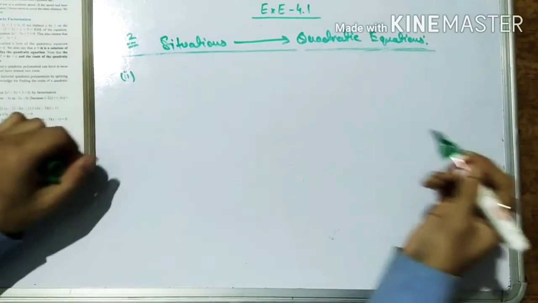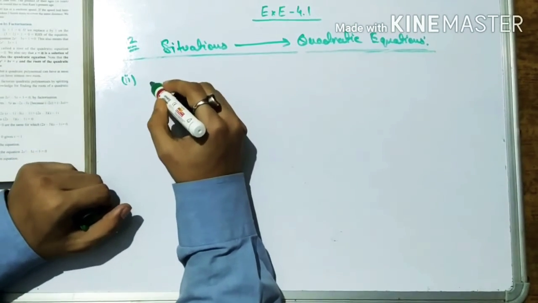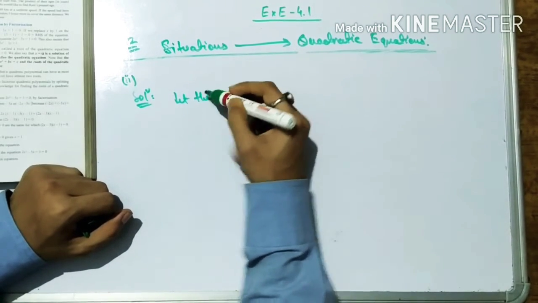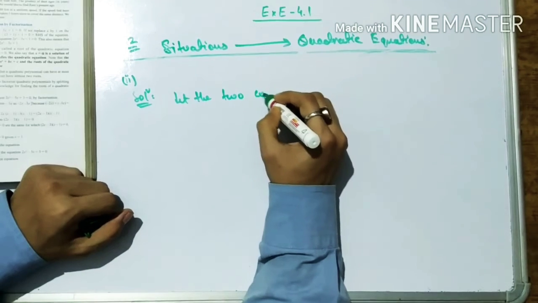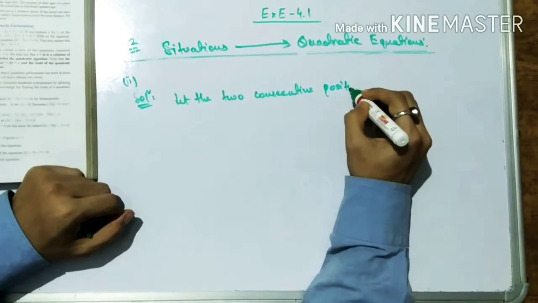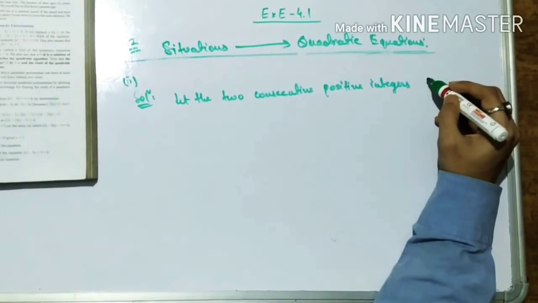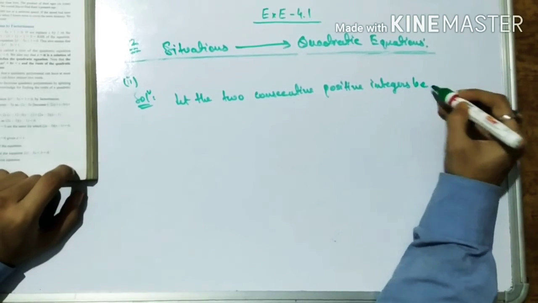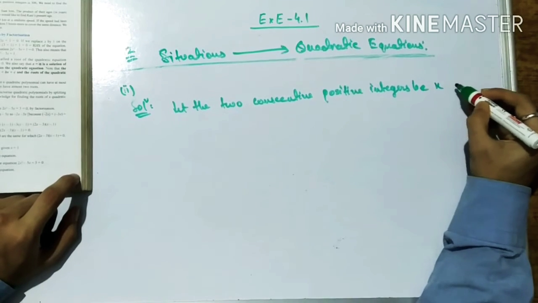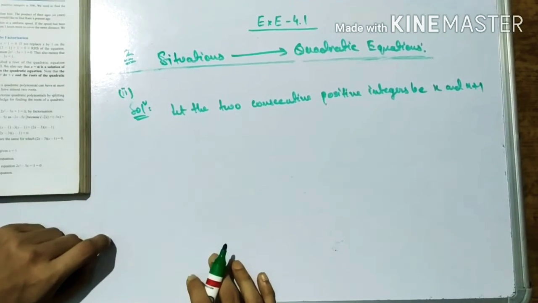So this is very easy. You see a product of two consecutive positive integers. So in here I will take, let the two consecutive positive integers be x and x plus 1. Yes, x and x plus 1.